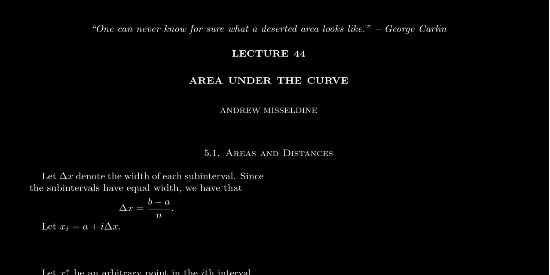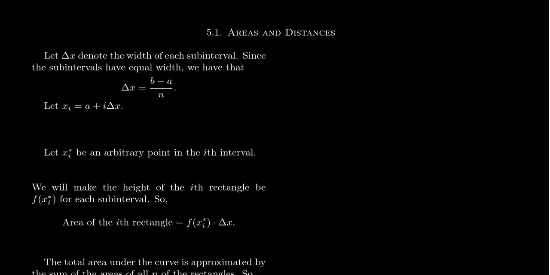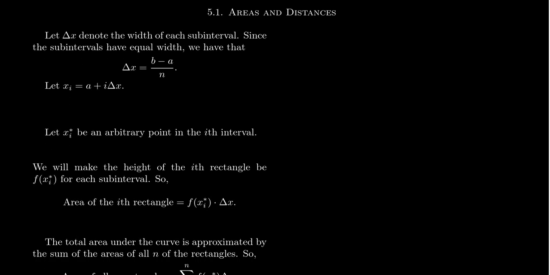We are continuing on in lecture 44, continuing our discussion of area under the curve. We saw a little bit of that last time as we were trying to approximate the number pi by looking at the area under a quarter circle. We want to take the principles we saw in that lecture and generalize them to more general settings.